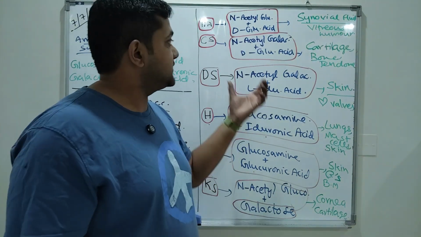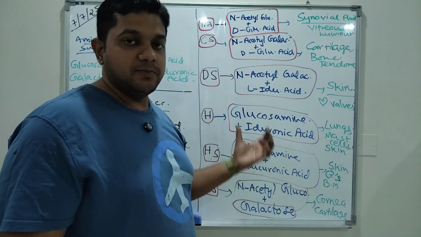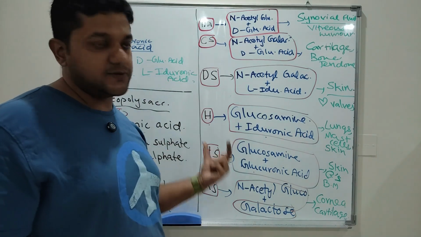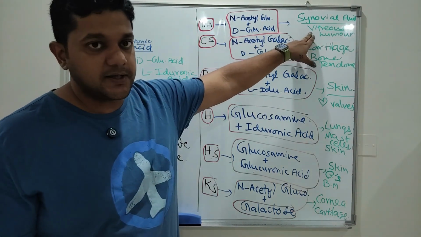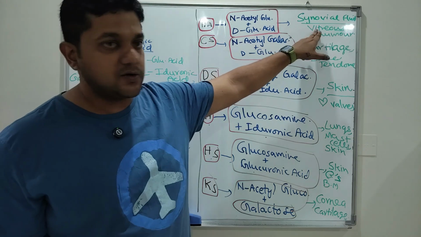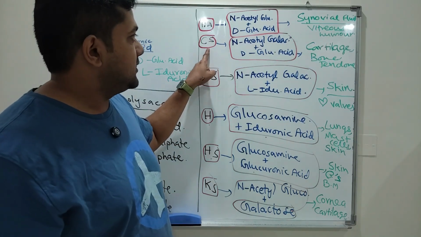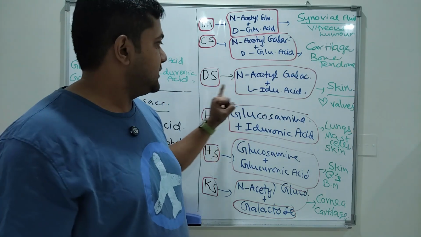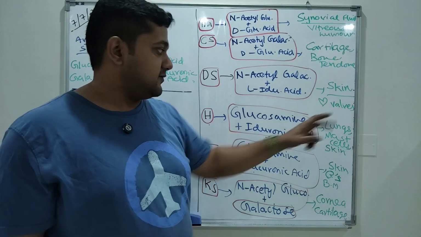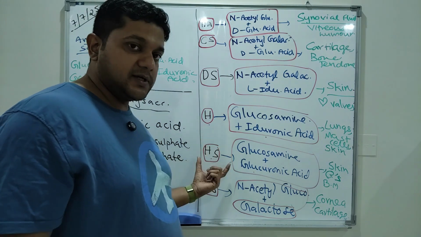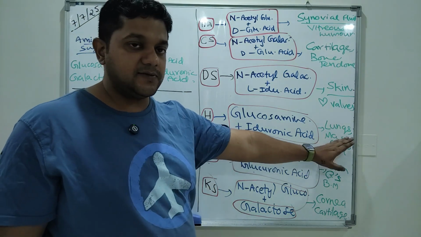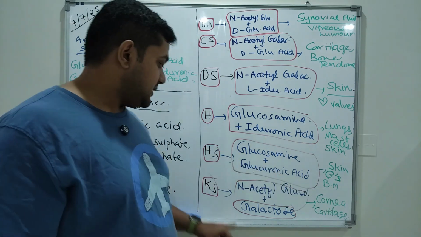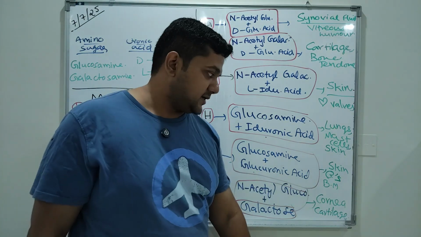So these are the main mucopolysaccharides that we have learned. We learned how to build each mucopolysaccharide, and where each is seen. Hyaluronic acid is seen in the synovial fluid and vitreous humor. Chondroitin sulfate is a part of cartilage, bone and tendon. Dermatan sulfate is a part of skin and heart valves. Heparin and heparan sulfate together, you can remember, are mostly in the skin, lungs and mast cells, but for heparan sulfate the important thing is the kidney's basement membrane. Keratan sulfate is found in the cornea and cartilage.